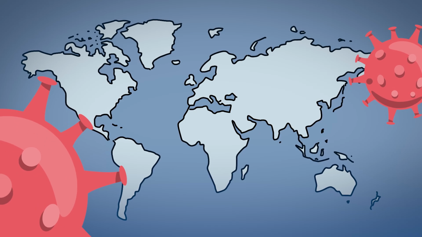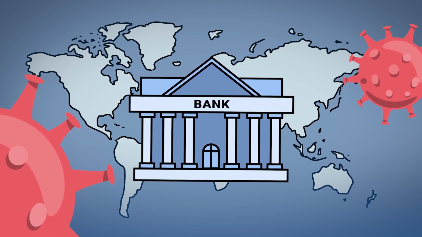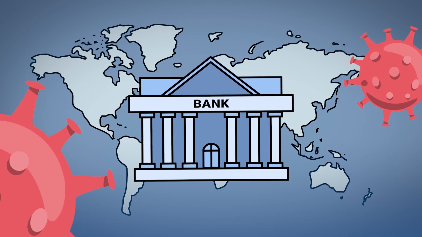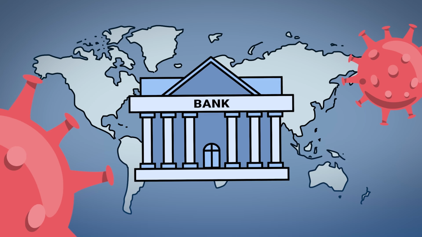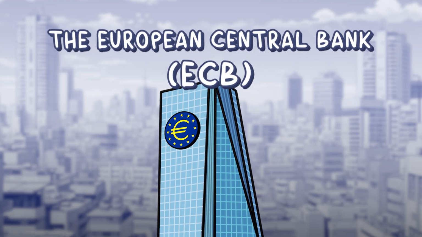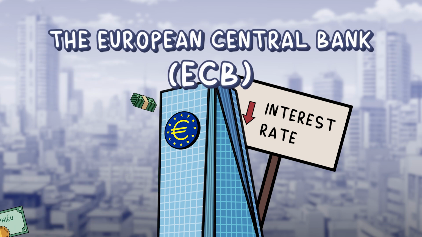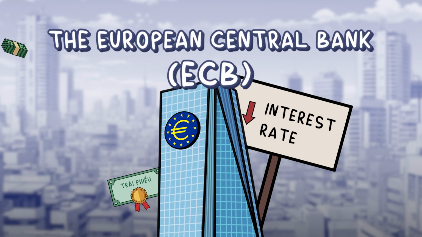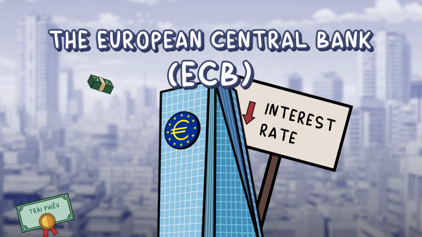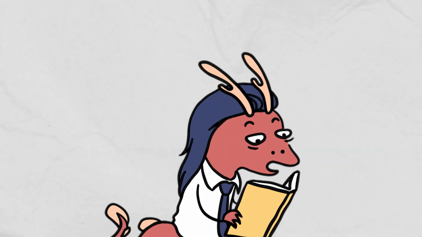For example, during the COVID-19 pandemic, many central banks worldwide implemented expansionary monetary policies to counteract economic downturns. The European Central Bank, ECB for instance, reduced interest rates and increased bond purchases to inject money into the economy and support businesses and households. In conclusion, monetary policy is a crucial tool for managing the economy. By adjusting the money supply and interest rates, central banks can influence inflation, economic growth, and employment.